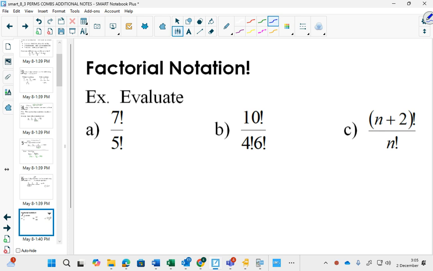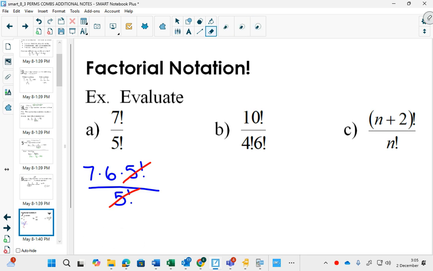So the way that we go about doing this is we expand the bigger one, 7, then 6, and then when you get to 5, you say, well, it would keep on going, so I can write 5 factorial. That 5 factorial matches up perfectly with this 5 factorial. Then you can simplify, and you would get 42 on bottom.